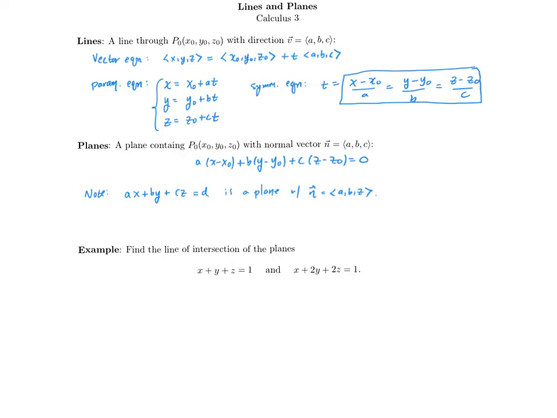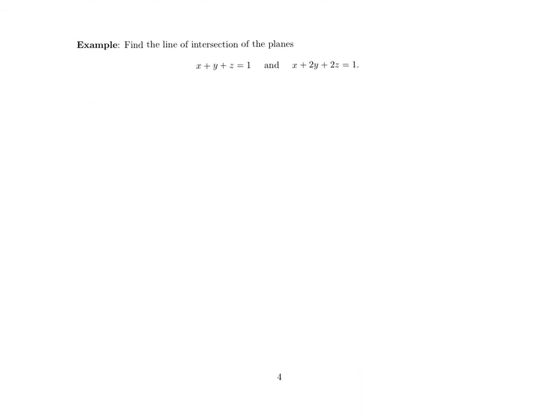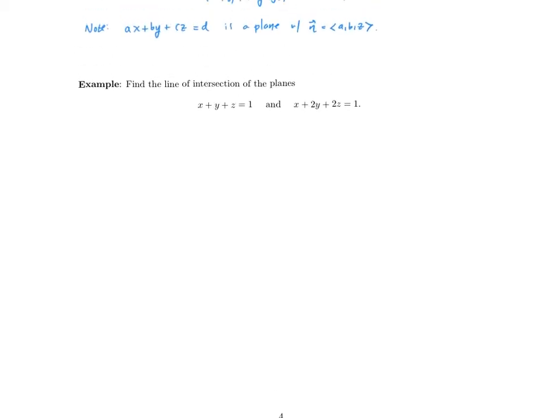So with this introduction out of the way, let's look at another example. Let's find the line of intersection of the following two planes. And note, both of these planes fit precisely into this form that we've indicated above. So we can immediately pick off the normal vectors of these planes. For the first plane, we'll call it N1, would be 1, 1, and 1. And for the second plane, let's call it N2 for the normal vector, would be 1, 2, and 2.